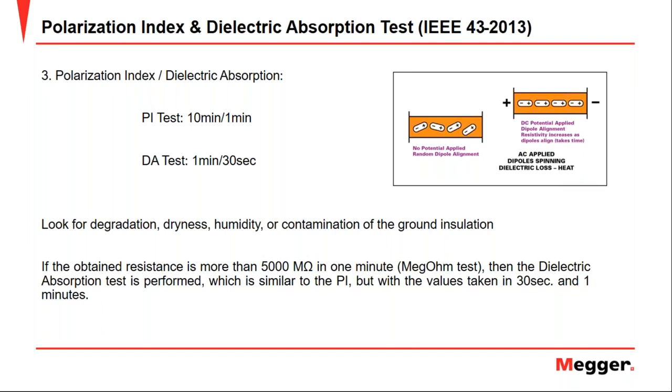And what are the formulas to do the calculation? As you can see in the slide, the PI formula is the insulation resistance value at 10 minutes divided by the insulation resistance value at 1 minute. For the DA calculation, in the standard, two examples are established. It can be the insulation resistance value at 1 minute divided by the value at 30 seconds, or the value at 5 minutes divided by the value at 1 minute. However, the standard indicates that these formulas do not limit other ways of calculating.